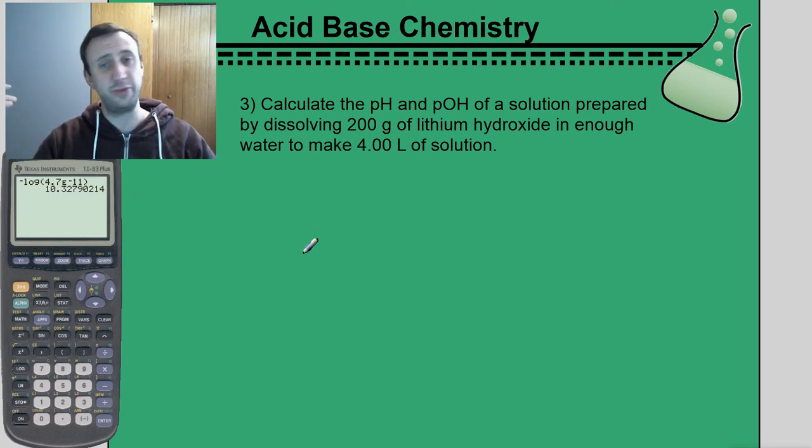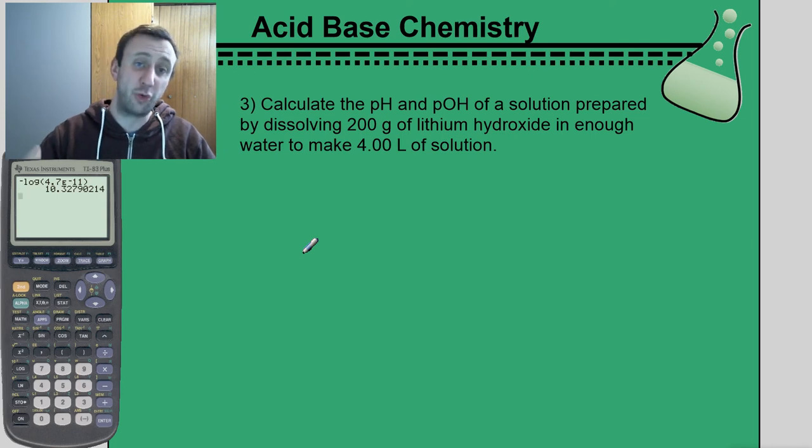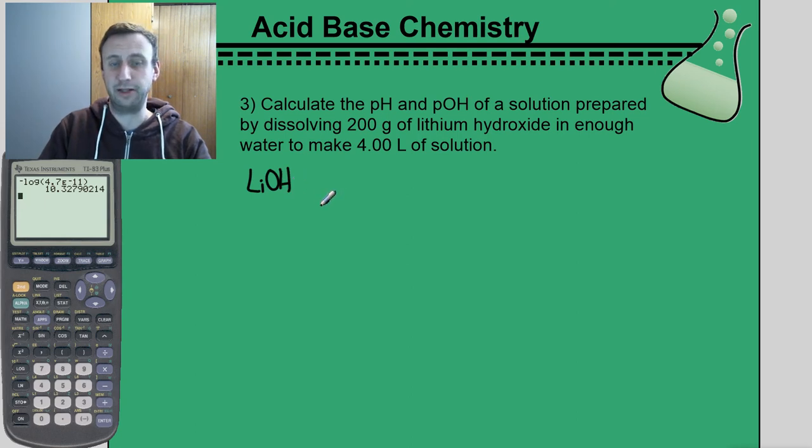This is getting into the next level. Calculate the pH and pOH of a solution prepared by dissolving 200 grams of lithium hydroxide in enough water to make 4 liters of solution. Honestly, this might be a little bit tough, so I'm going to walk you through half of it because I think it's important for you to see a concentration of ions type question for this, and then you're going to do the second half. So lithium hydroxide, how is it going to make, well, I'll tell you, a base in water? It's going to dissociate.